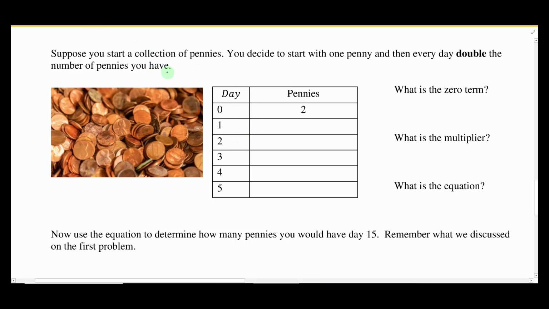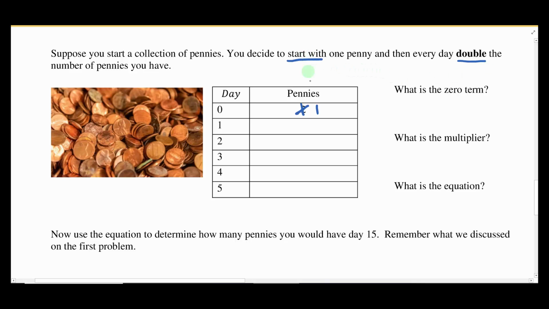So let's say we start a collection of pennies, and you start with 1 penny. Oops, I should fix that table there, right? So that should be 1 penny. And then every day you double the number of pennies that you have, all right? So these problems are going to be pretty similar. You're going to see a word like this where it says either double or triple or something of that nature to tell you how things are growing. And that's really the key piece of information that you need to grab out of the scenario, right? They're going to tell you what you start with, and they're going to tell you how you grow.